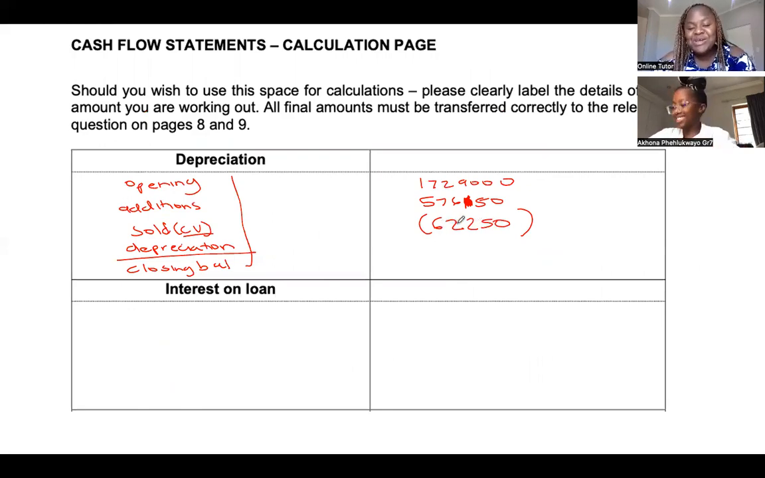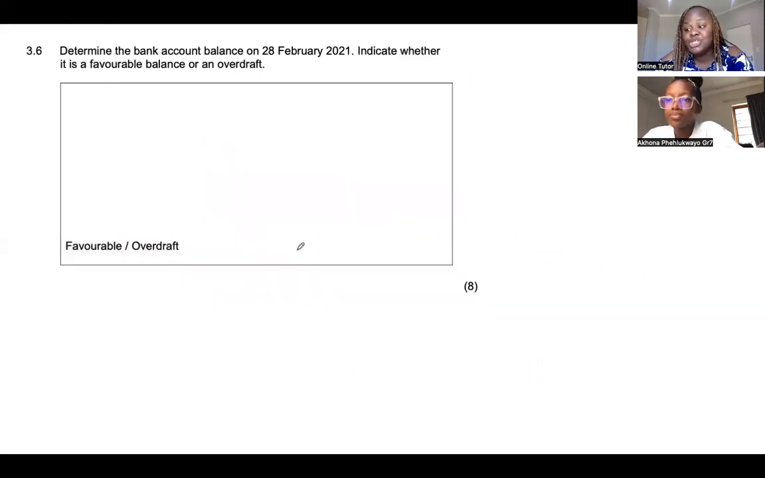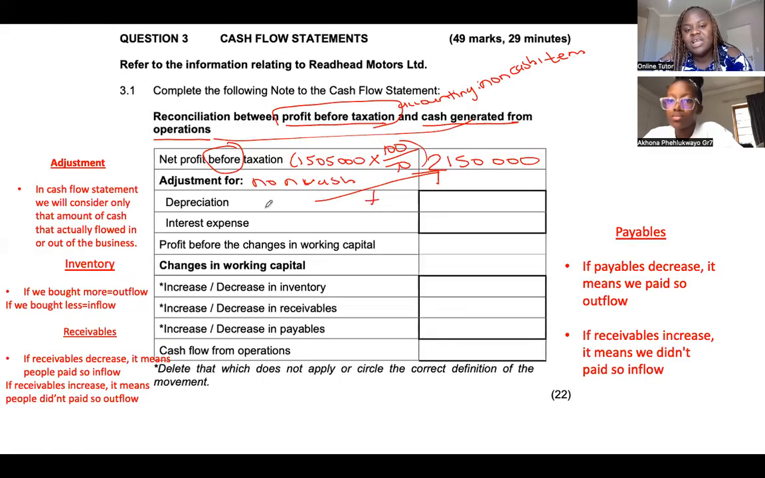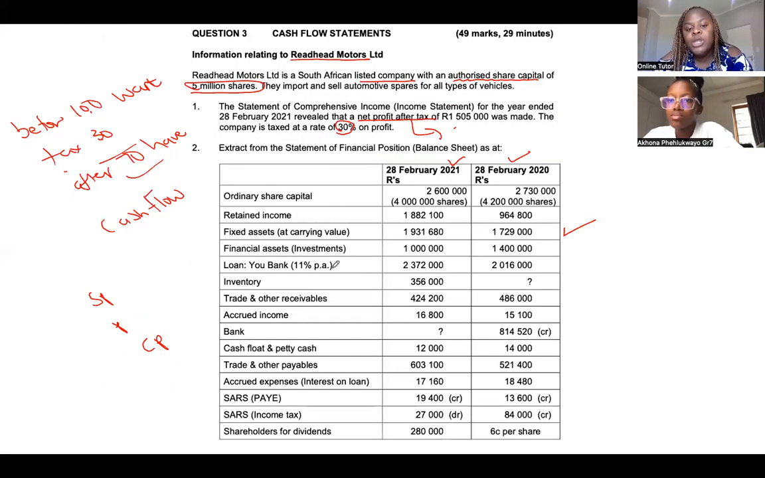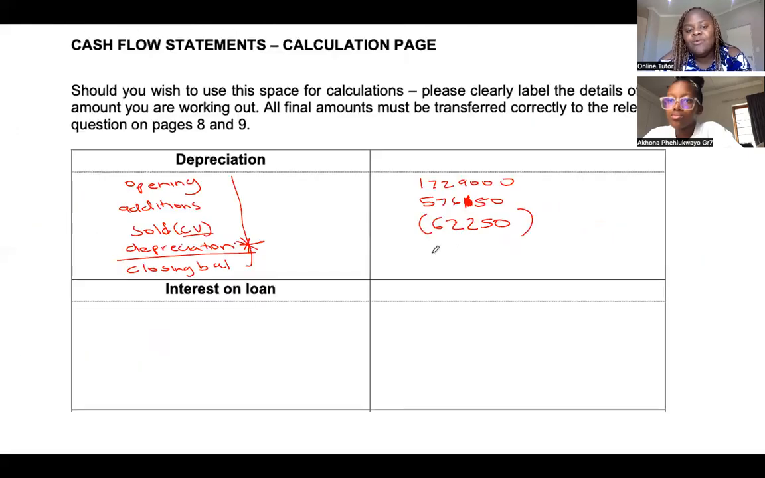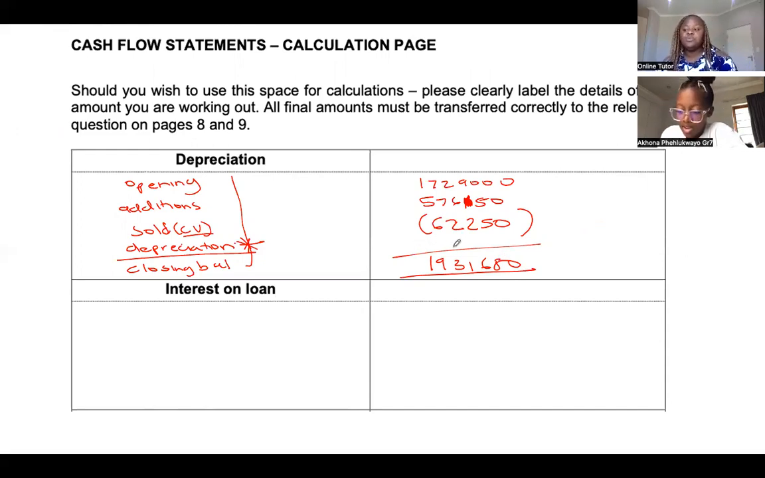I'll try my best. Then we need to calculate our depreciation for the year. Let's go and see what is our depreciation for the year. We don't know, right? Remember that that's what we're trying to calculate here. But what do we know? We know our closing value is 1931680. So do you agree with me that you can work backwards? You, the maths girl, work backwards for us and calculate what depreciation would be.